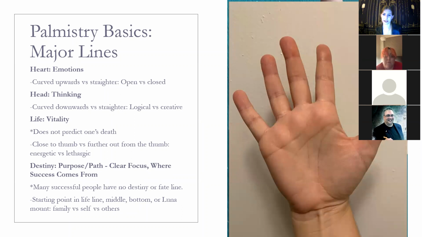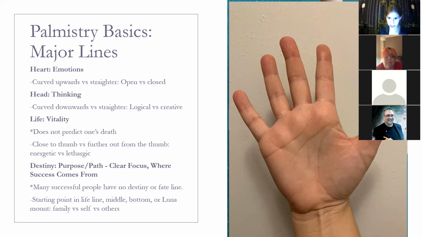I've brought another example. You can see a pretty strong destiny line, but you can't really see its origin. It's starting in the middle of the palm. So it indicates someone who had to be really independent in making their own success.